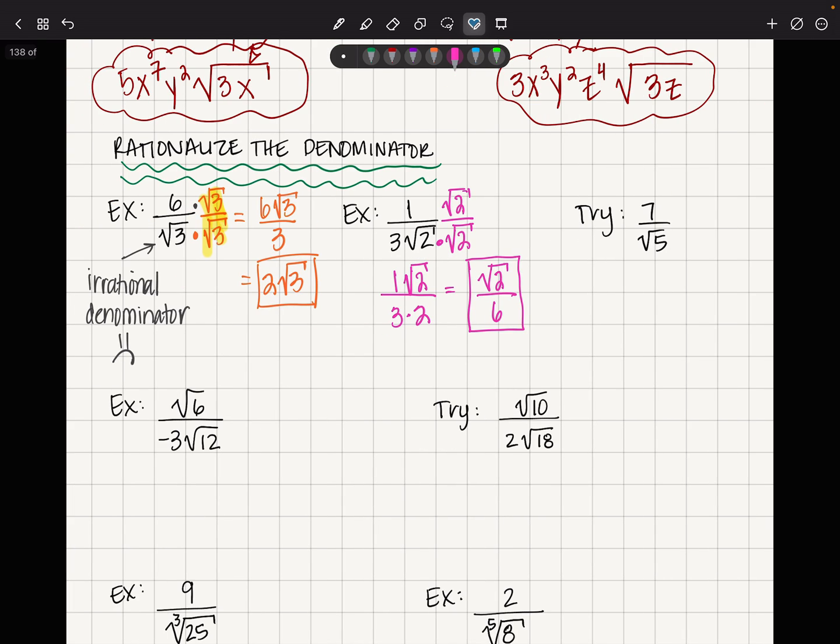Okay, you try the next and then come back and check your answer. Welcome back. I'm going to multiply the denominator by the square root of 5 and the numerator by the square root of 5. That's going to give us 7 times the square root of 5 over 5.